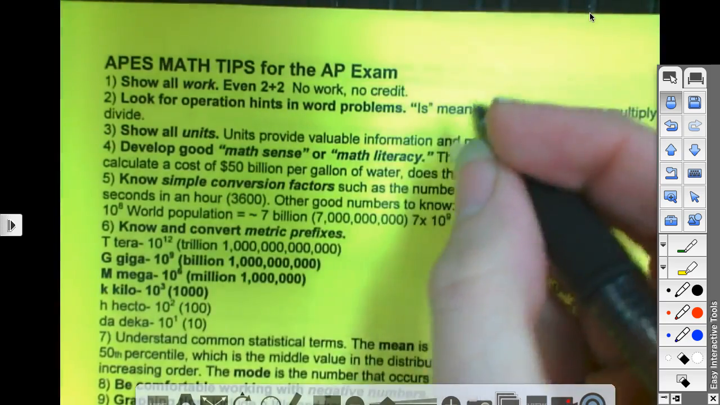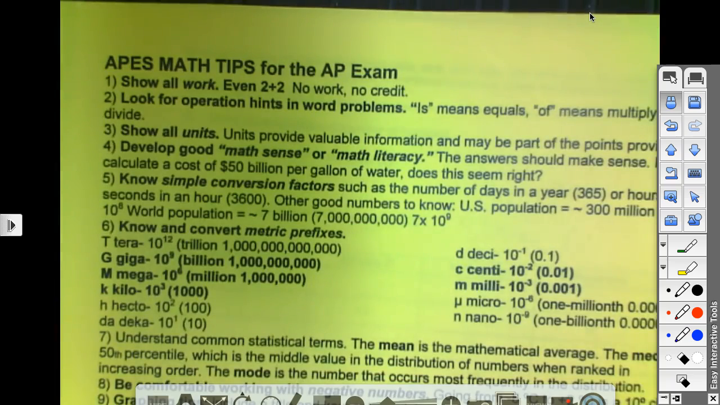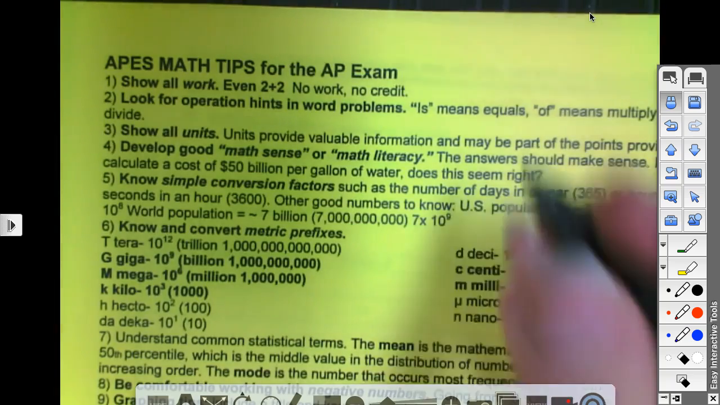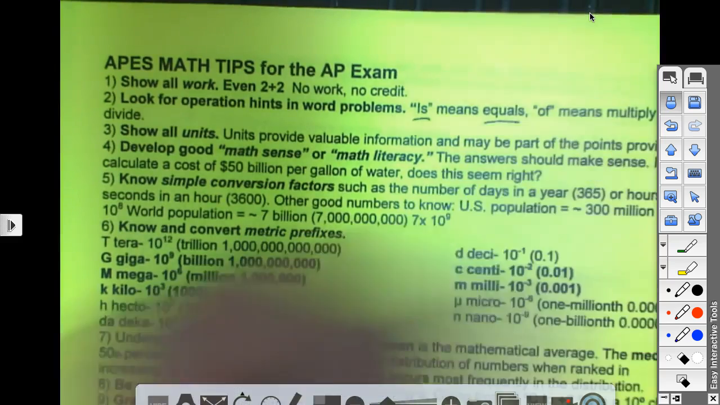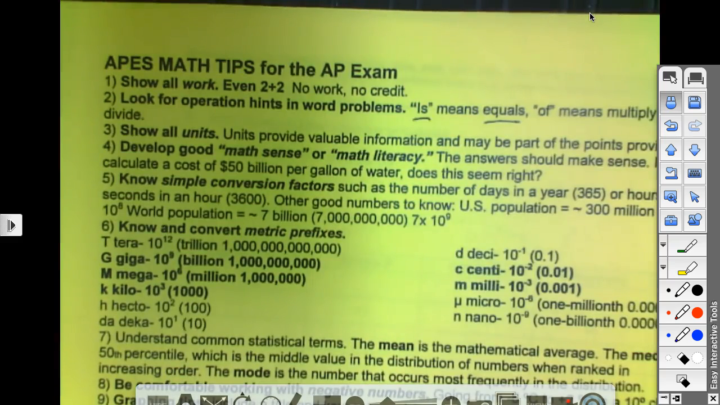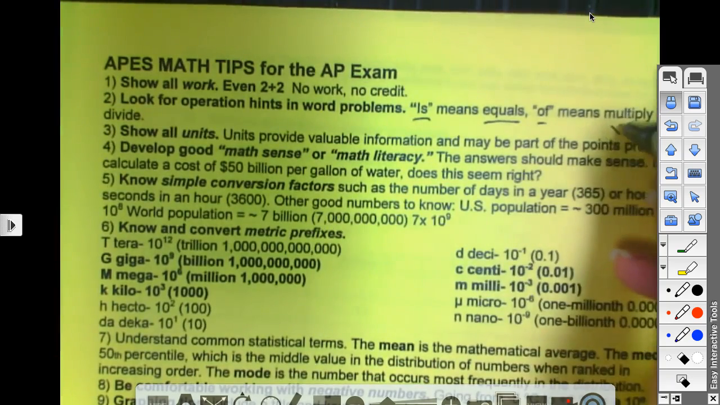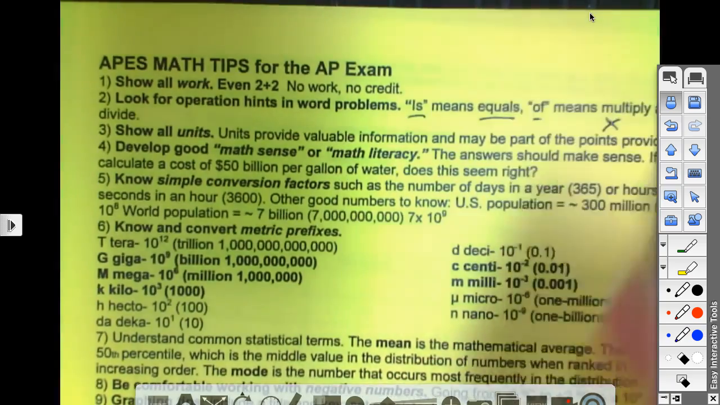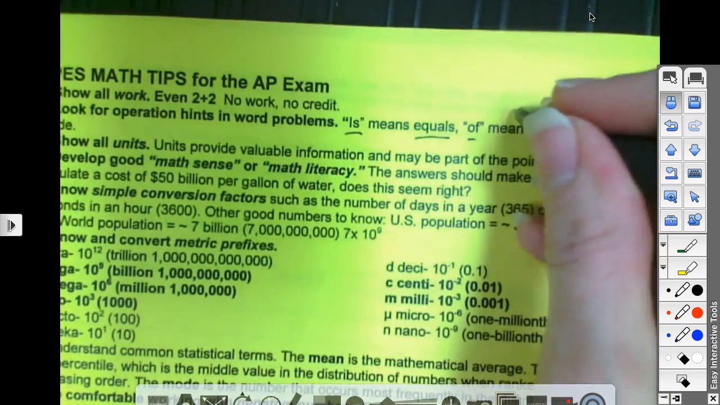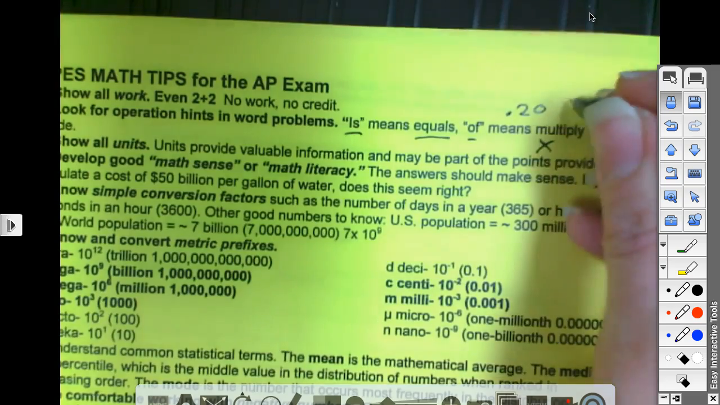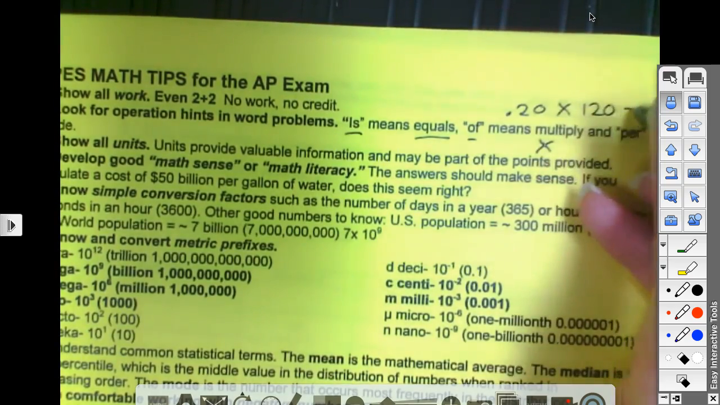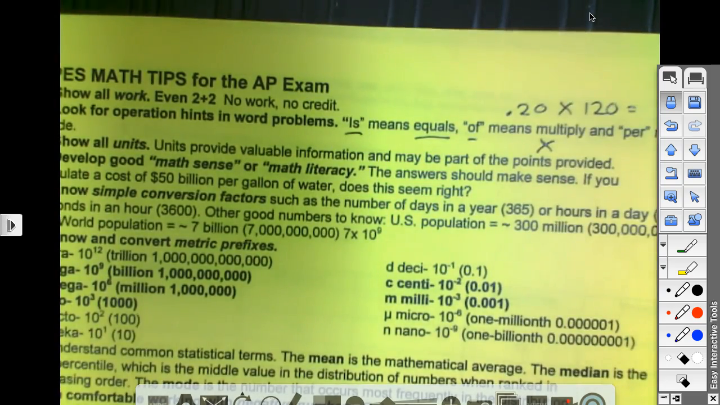Operation hints: you will be given a large paragraph, and it'll be kind of intimidating. So look for "is." Is means equals, and so you can sometimes even set up a formula, and you can read it like a sentence and fill in equals where you see "is." Of means multiply, and a lot of times this will come through where you're doing percentages. It'll say what is 20% of 120, and you can just multiply those out.